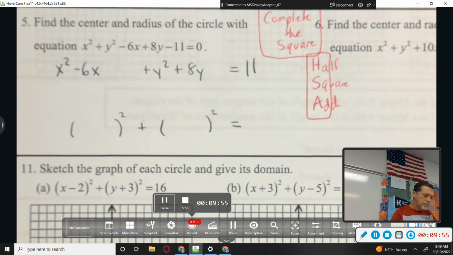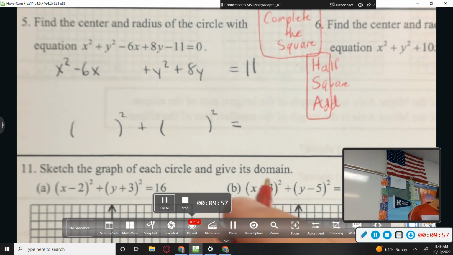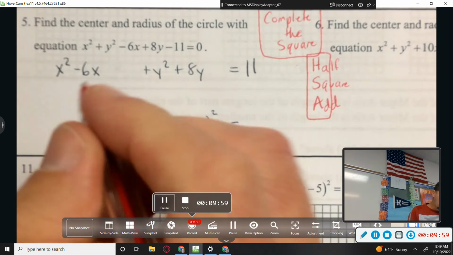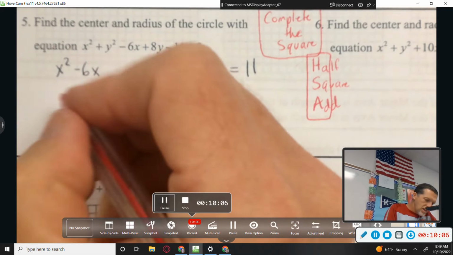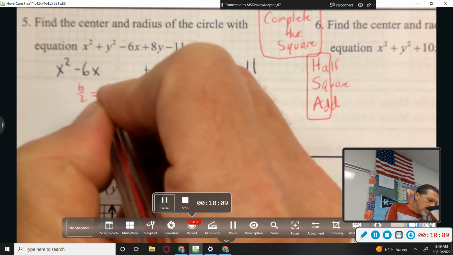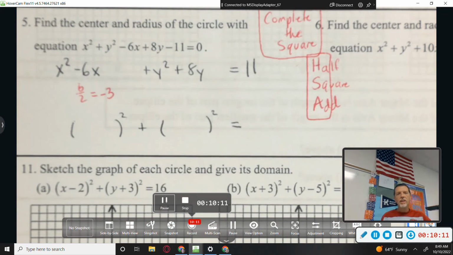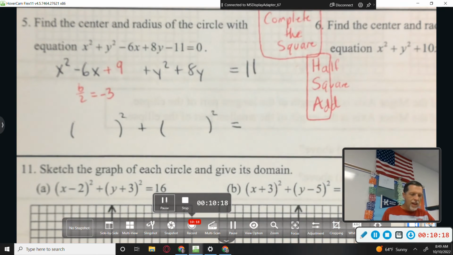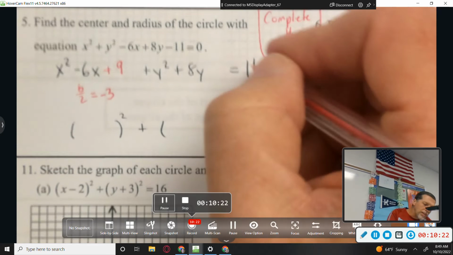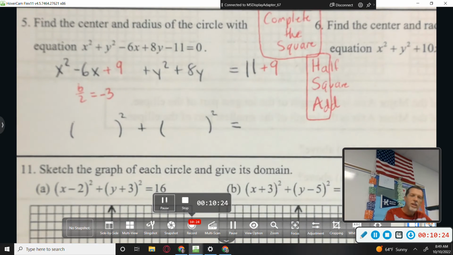So for the x stuff, when we say half it, half of what? Do you remember? Half of b. So b over 2 is -3. Square that, we get 9. So we'll add 9. That completes the square on the left. But I can't just add 9 on the left. That wouldn't be right. So I have to add 9 on the right as well. So half it, square it, add it.